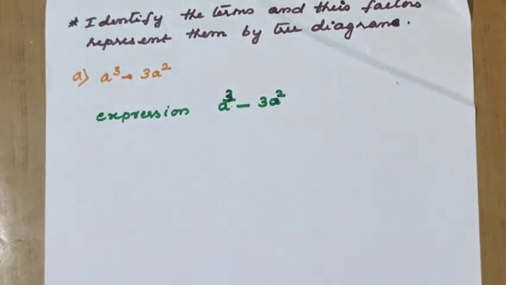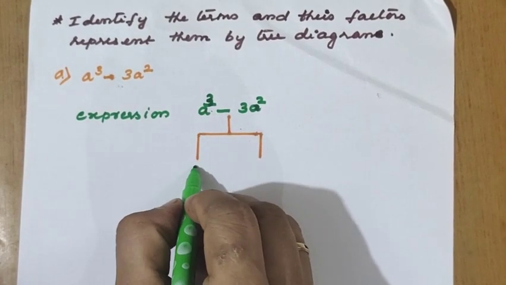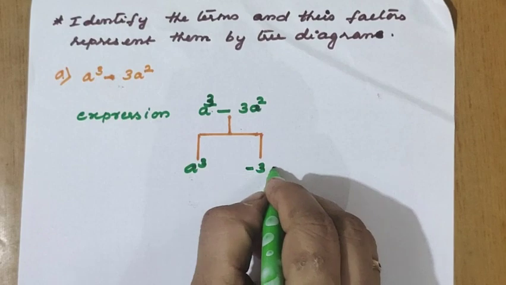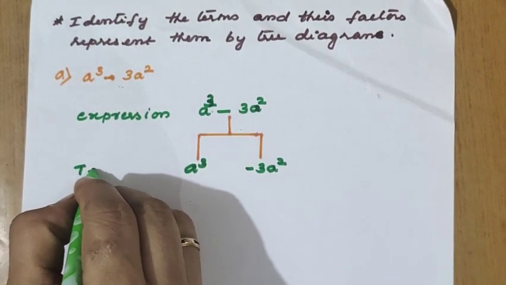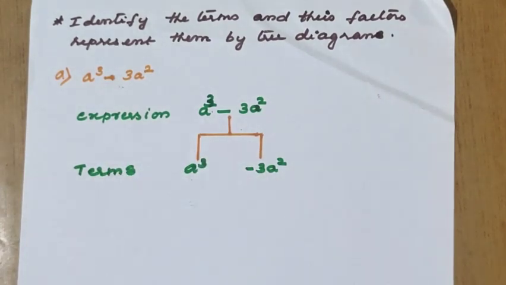Now we have to make the lines here. So what should we do here? Draw the lines. Then what should we write? The terms. Here I'll write the first term, that is a cube, and here minus 3a square. What is the name for this one? It is called terms. So first we have written expression, then comes terms.